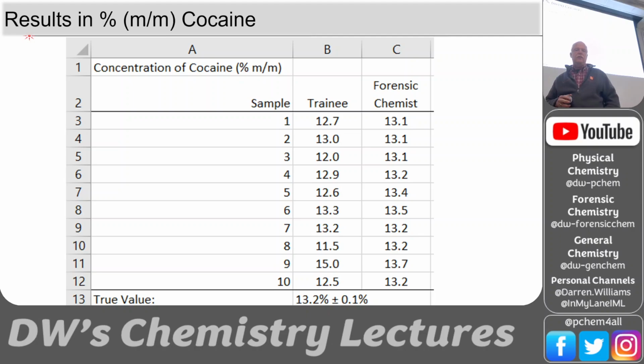So here's the results. So it's always good to just look at the results before you start putting things in and calculating math on everything. So you just analyze to see if the results are good. Okay. So all of these samples were 13.2% by mass cocaine. And so you just look at the data. Is it close to 13.2? I would say yes, right? It's not 100 something. It's not 0.01.